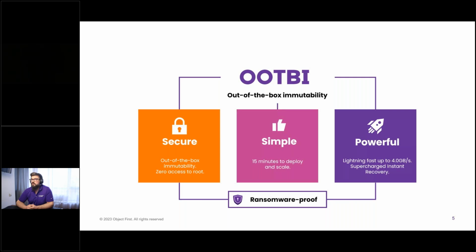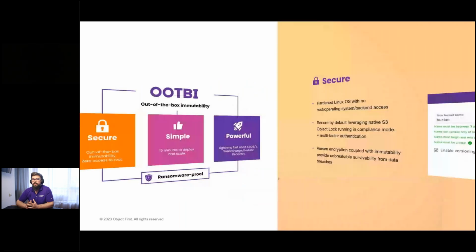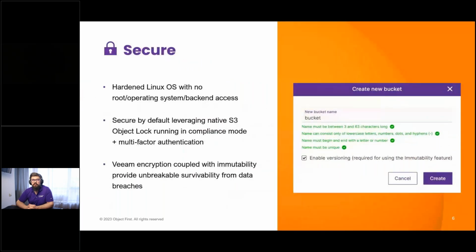So in terms of security, I would like to highlight one more thing, that it's a hardened Linux operating system. So you don't need to take care of the operating system like with a hardened Linux repository. You don't have root access to the operating system. It's locked from the manufacturer, from the vendor, from us. For immutability, we use S3 object lock running in compliance mode. You can enable MFA on top of that, and Veeam encryption can be and should be actually enabled. So everything as per best practices of Veeam, right?